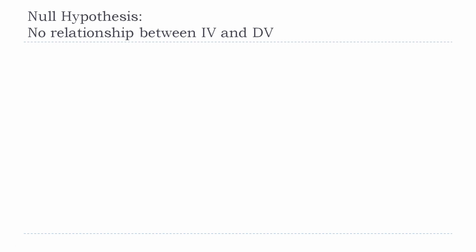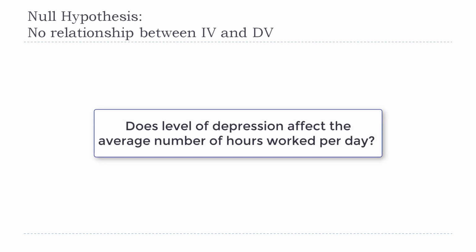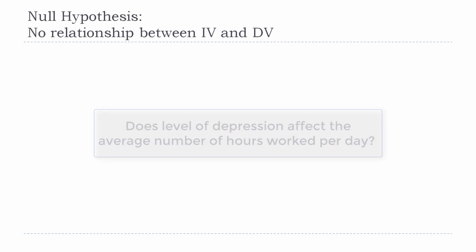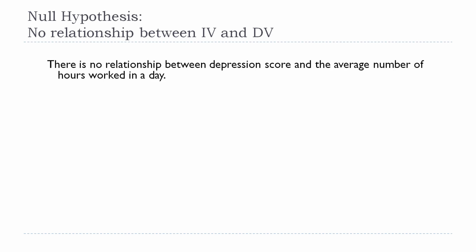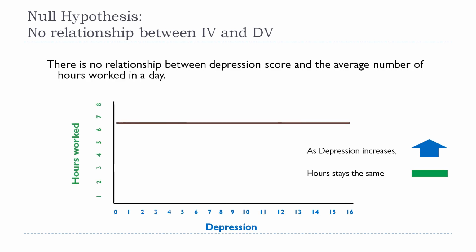So let's come up with a different research question about whether or not the level of depression affects the average number of hours worked per day. So a null hypothesis would say there is no relationship between depression score and the average number of hours worked in a day. So in terms of that graph that was in the previous videos, it would look something like this. As depression increases, the average number of hours stays the same. So there might be little blips here and there, but essentially the average is the same across the depression scores. So this is a visual of what a null hypothesis would look like. But essentially all you need to know is that it just means no relationship exists.